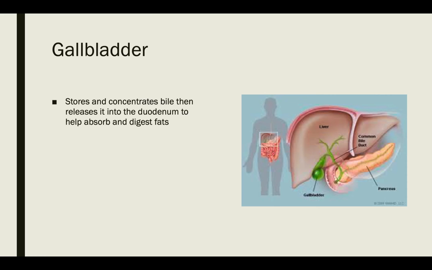So, the gallbladder is a small organ right there that's located inferior and posterior to the liver, sorry. It also stores and concentrates bile, then releases it into the duodenum to help absorb and digest fats. Did not know that word, sorry.